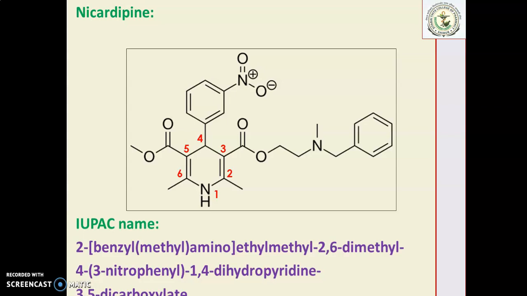So the IUPAC name for the same is 2-(benzyl(methyl)amino)ethyl methyl 2,6-dimethyl-4-(3-nitrophenyl)-1,4-dihydropyridine-3,5-dicarboxylate. So here our parent is 1,4-dihydropyridine-3,5-dicarboxylate.